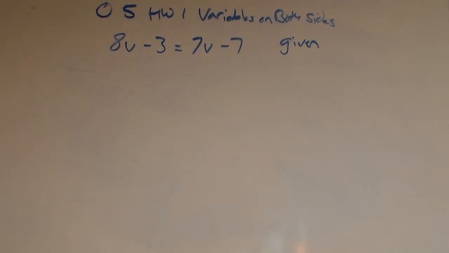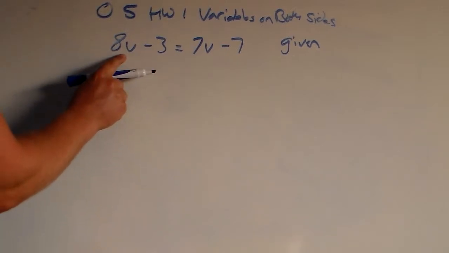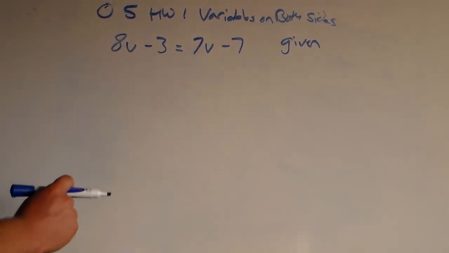Alright, ladies and gentlemen, we are going to do a couple problems of 05 HW1, variables on both sides. What we have in front of us is problem number 1, 8v minus 3 equals 7v minus 7. Notice here we have v's on both sides of this equal sign. We have an 8v here and a 7v here.